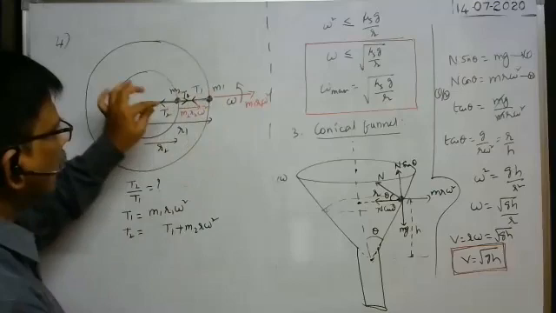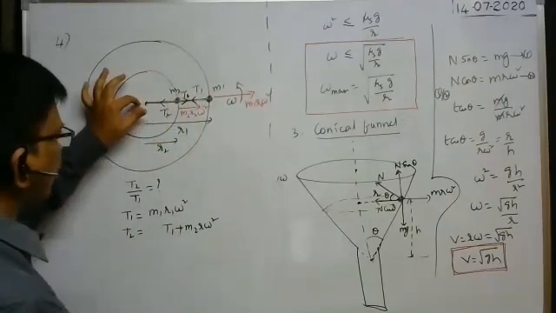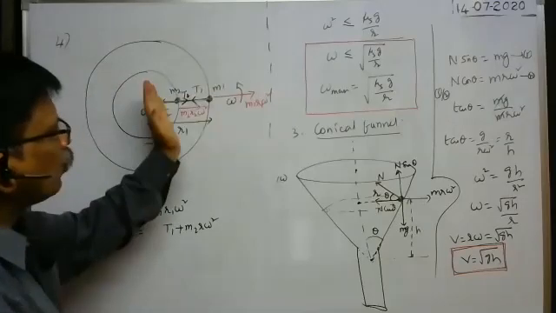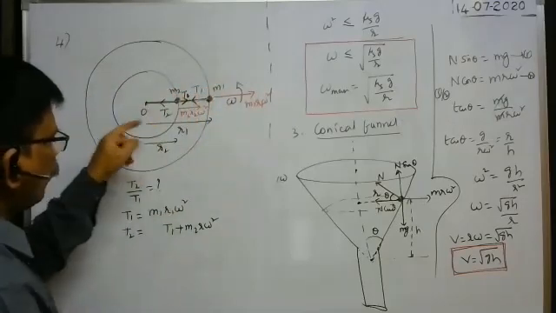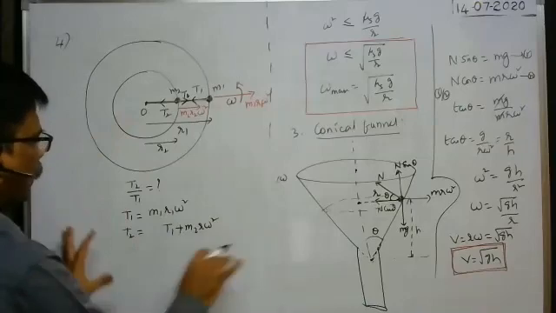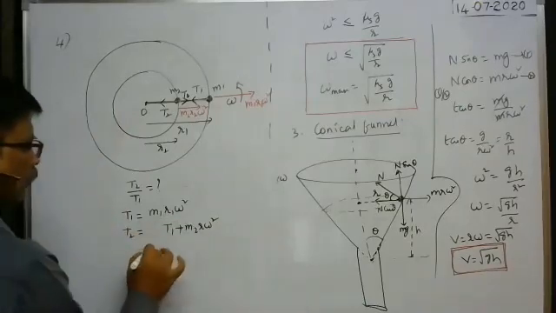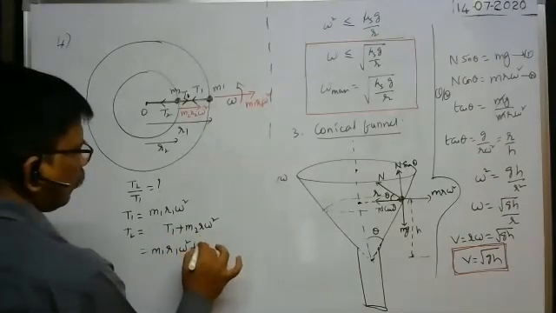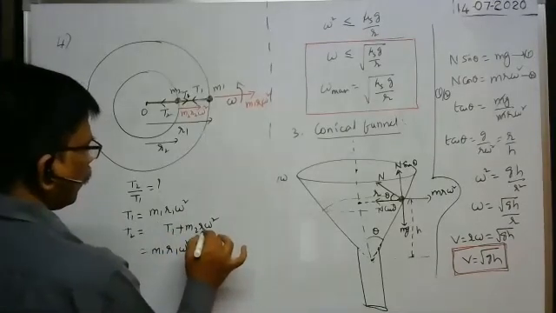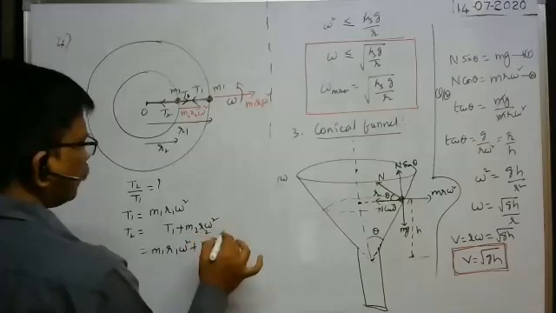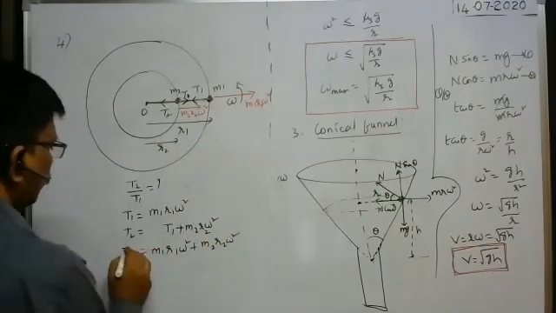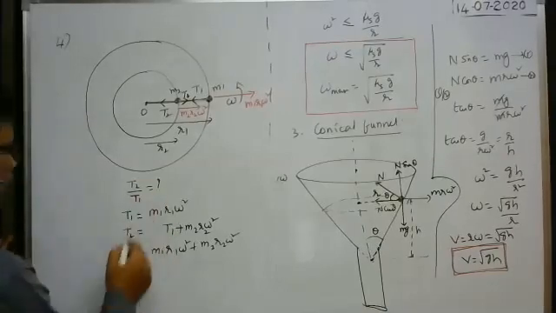This is the force that pulls the body away from the center. But at the same time, this pulls the body towards the center. As there is no motion of the second body along this direction, towards right or left, these two forces will be balanced. Then T1 means M1 R1 omega square plus T2, this M2 R2 omega square. This is R2. This is T2. Okay, the ratio they asked.